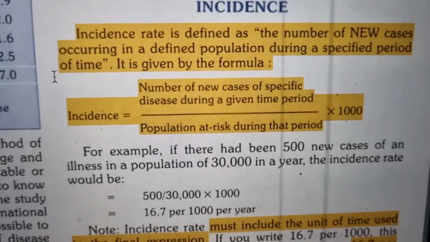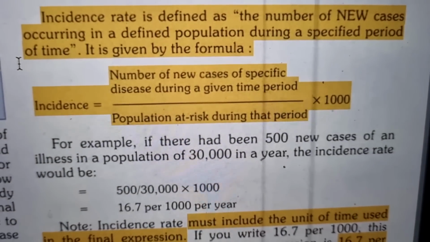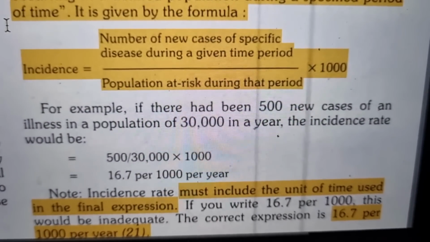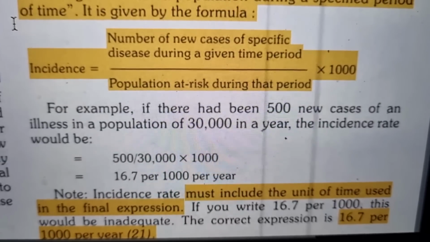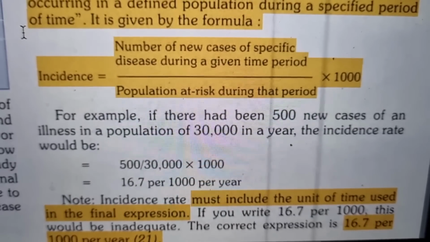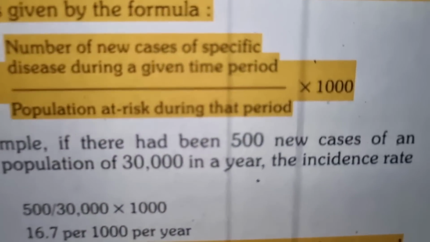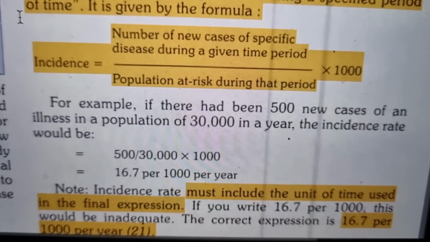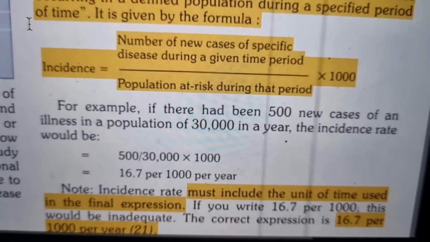Now we will see the formula. Incidence is number of new cases during a specified time period divided by population at risk during this period into 1000. Here the unit of time in the final expression should be there. If you write 16 per 1000, it is not enough. You have to write 16 per 1000 per year. That unit of time is very important. That is why incidence is prevalence divided by duration.